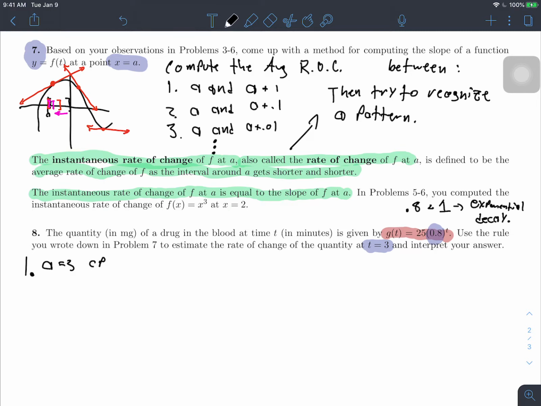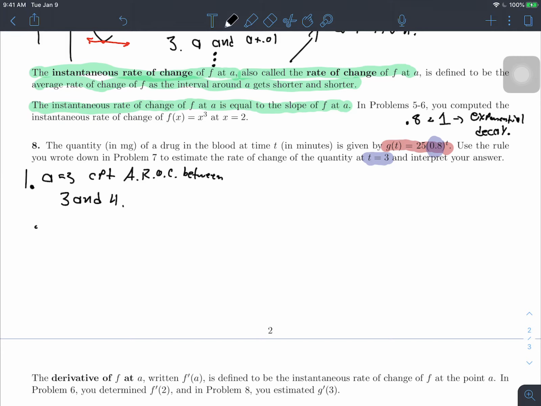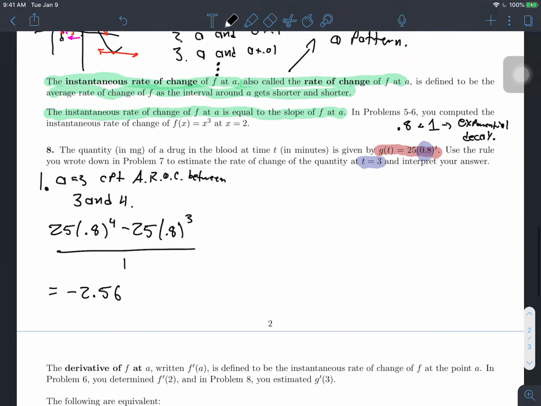equals 3. We want to compute average rate of change between 3 and 3 plus 1, which is 4. Okay? We're just going to use our formula, okay? 25 times 0.8 to the power 4 minus 25 times 0.8 to the power 3, all divided by 4 minus 3, which is 1, gives us, if we type it in, negative 2.56, something like that. Negative 2.56.